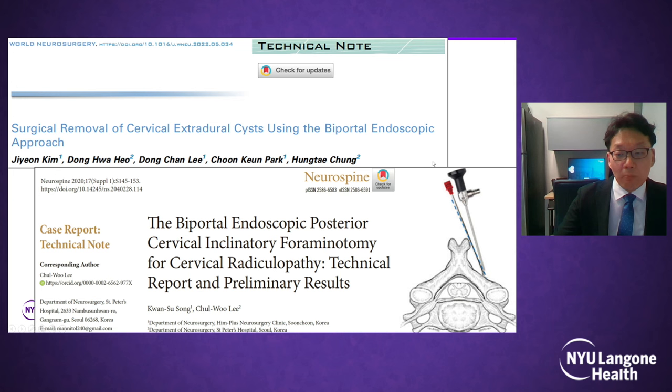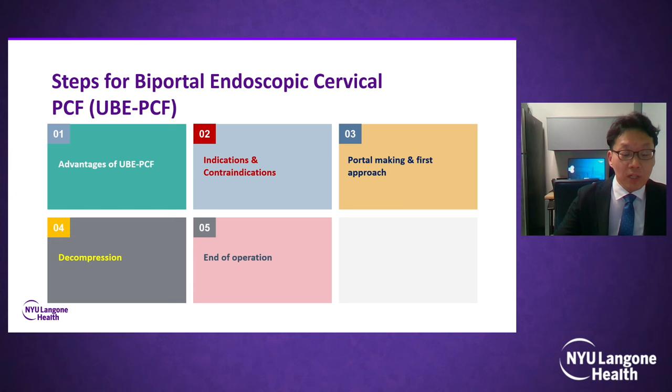And there are many extended applications of bipolar endoscopic surgery, such as facet joint removal and contralateral foraminotomy, standing on the contralateral side. This is called inclinatory foraminotomy. It has the advantage of enabling more undercutting procedures. So let's start bipolar endoscopic cervical foraminotomy. I will call this UBE-PCF.